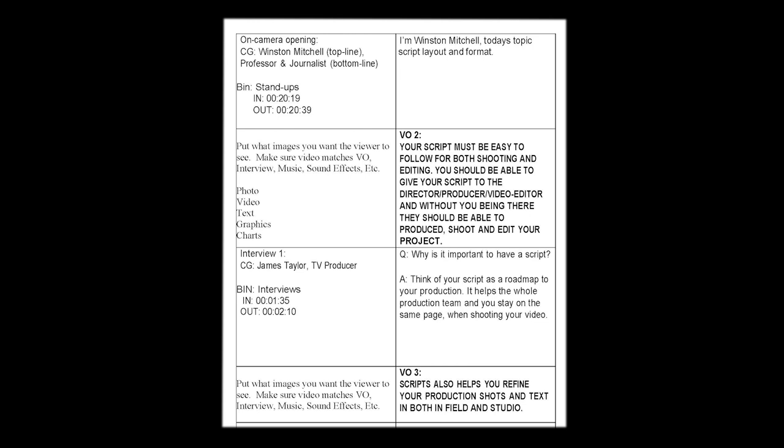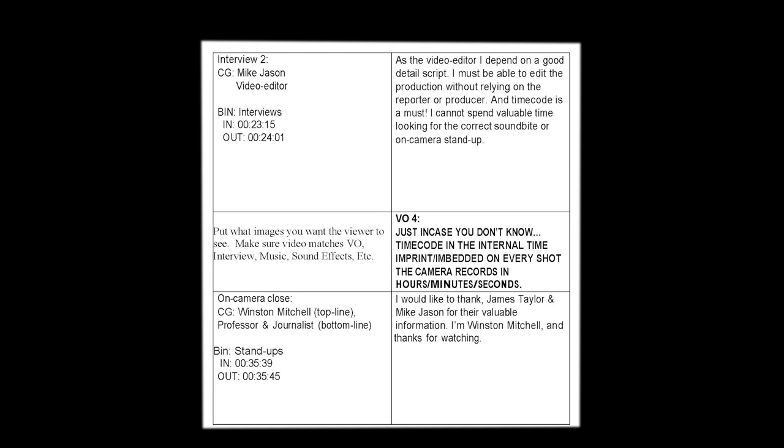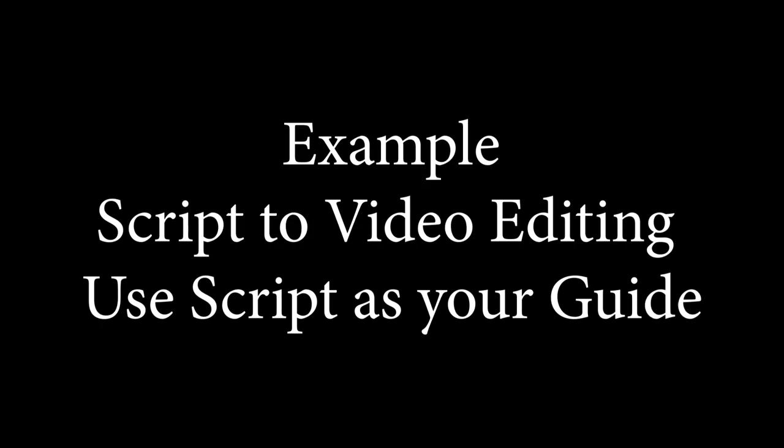Below that, you see interview number one, CG, James Taylor. What's the lower third? TV producer. Once again, you have the endpoint. You have the question, which is the Q, you have the A, and you have the in and out points. And you keep doing the same thing throughout the script. Left-hand side is your video, right-hand side is your audio. Now let's go to an example of a script in use going with the video.